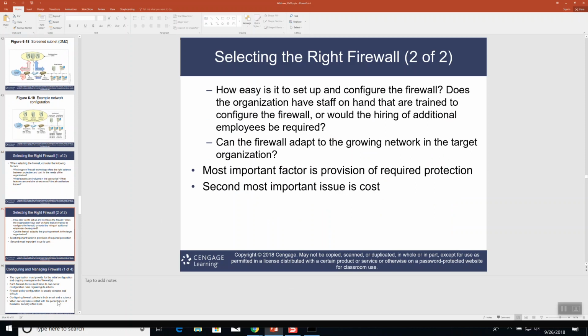So again, when you ask these questions: does your organization have staff on hand or trained to configure the firewall? Do you have somebody that's Cisco certified? If you do need to make changes, or to hire additional employees, would that be required?